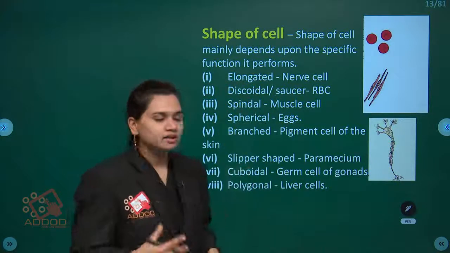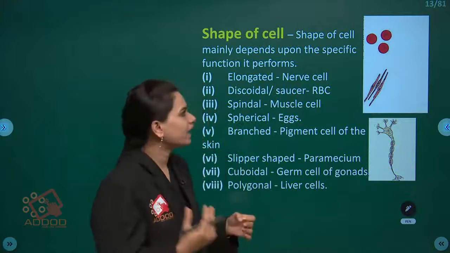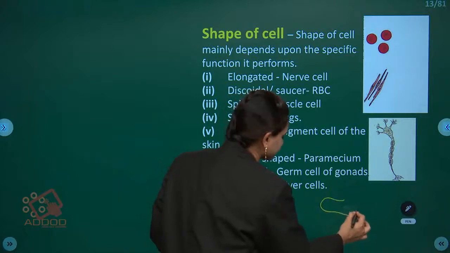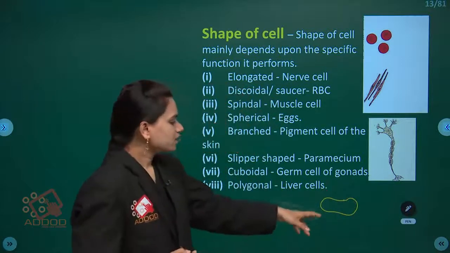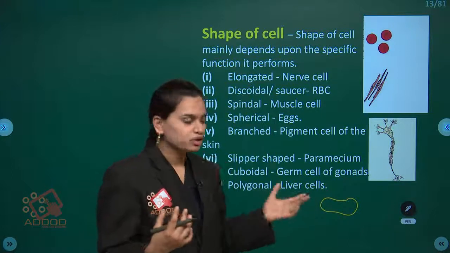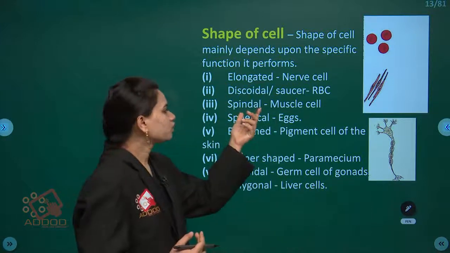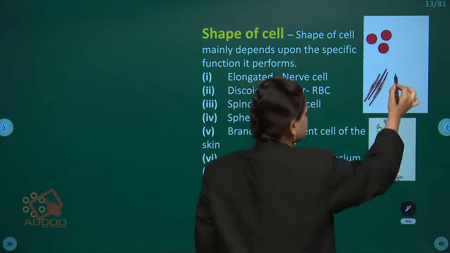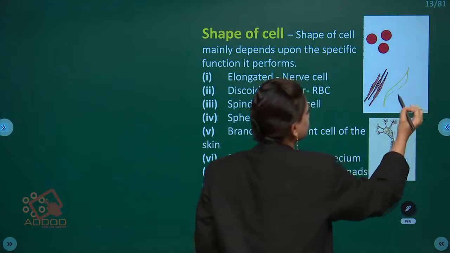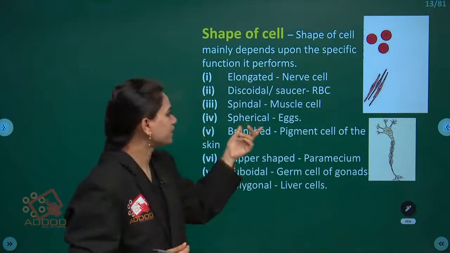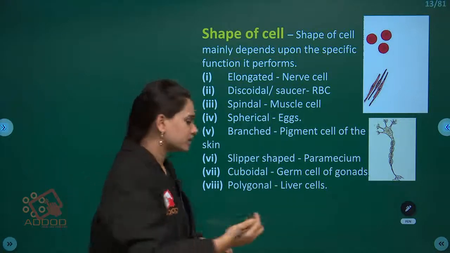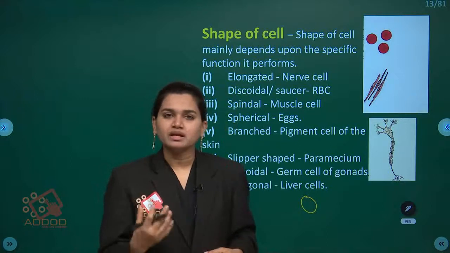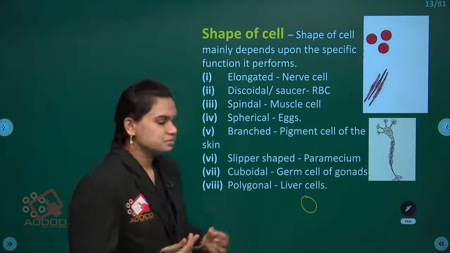Now, it could be either discoidal or saucer shaped like that of an RBC. So, it is the structure of RBC. It is like this. So, it could be discoidal shape like that of an RBC, or it could be spindle shape like that of a muscle cell. So, muscle cells, these are the smooth muscle cells, hence it is spindle shaped like this. Then it could be spherical as eggs. Spherical, as we know, it is just a round shape. So most of the egg cells like the ovum, they are oval or spindle shaped, spherical in shape.